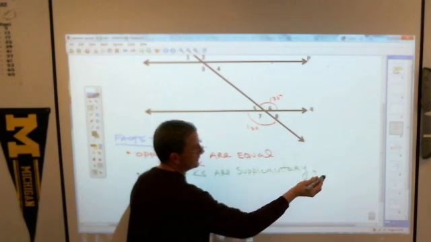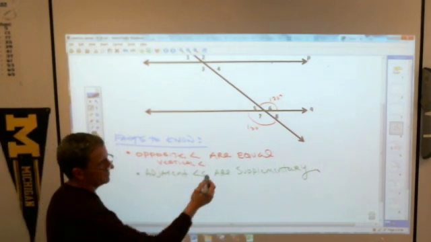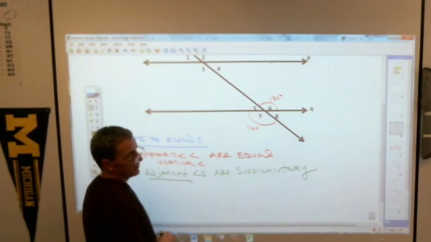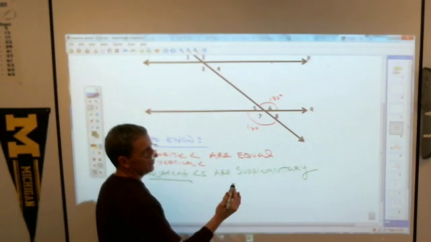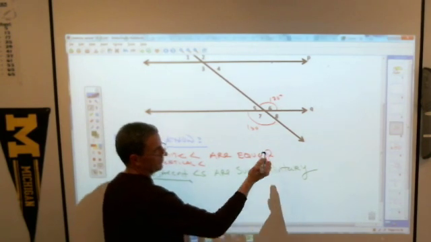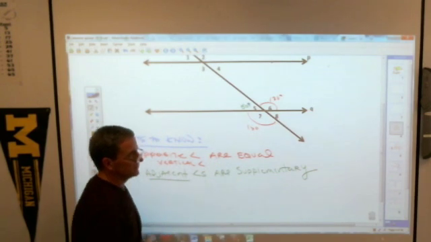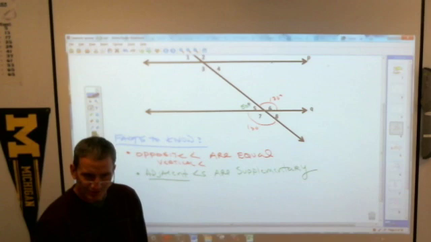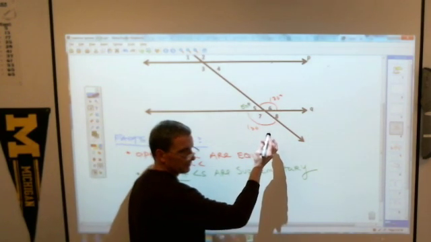They are supplementary. That means when you put them together, they add up to 180 degrees. Since 6 and 5 are adjacent angles, I know how big angle 5 is because it has to add up to 180 degrees, which is supplementary. They have to form a straight line. This would have to be 50 degrees, correct? Yes. We are making progress. That means angle 8 would also have to be 50.